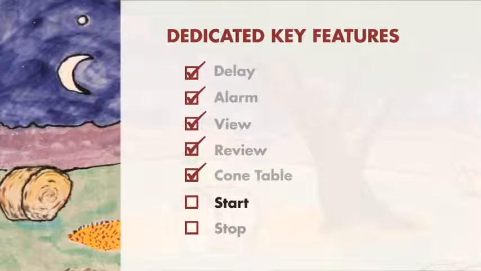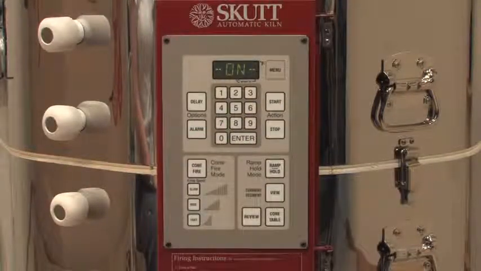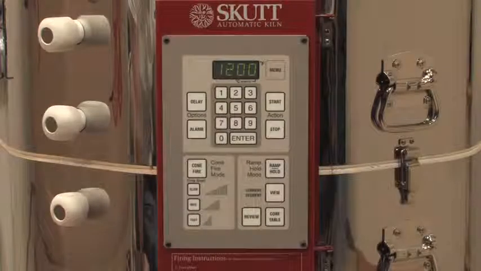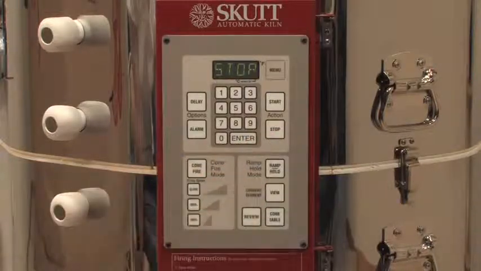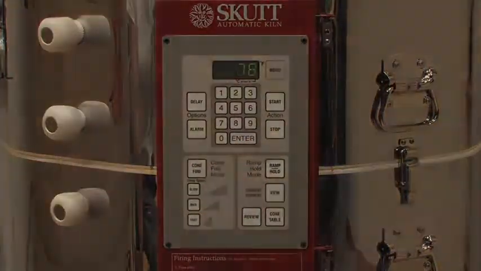Start. The Start key begins the program which is currently loaded in memory. It may only be accessed when the kiln is in idle mode. Stop. The Stop key will turn off the kiln at any point of a program. It may also be used to return to idle mode in the middle of entering a program.